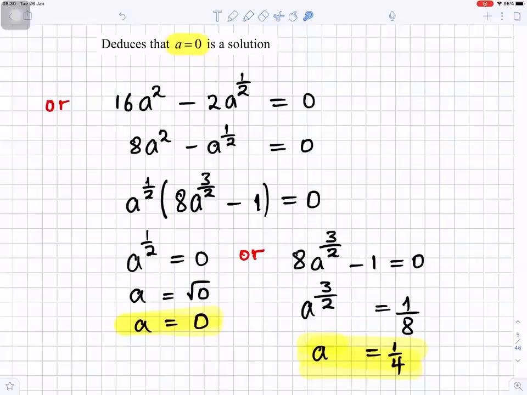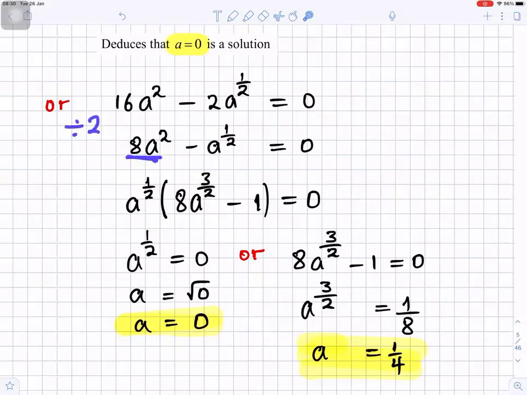Or you can do algebra to show it. To show that a equals 0 is one of the solutions, we can solve the question this way. We can have 16a squared minus 2a to the half equals 0. We can divide by 2.